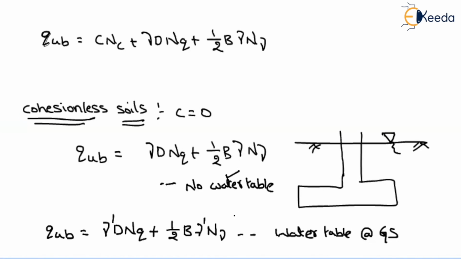If you see the difference between these two, what is the difference from here? Here we are considering the dry unit weight. Here we are considering the submerged unit weight. In most of the cases, it is observed that your gamma dash is nothing but half of gamma. If you substitute this relation there, what about your ultimate bearing capacity?